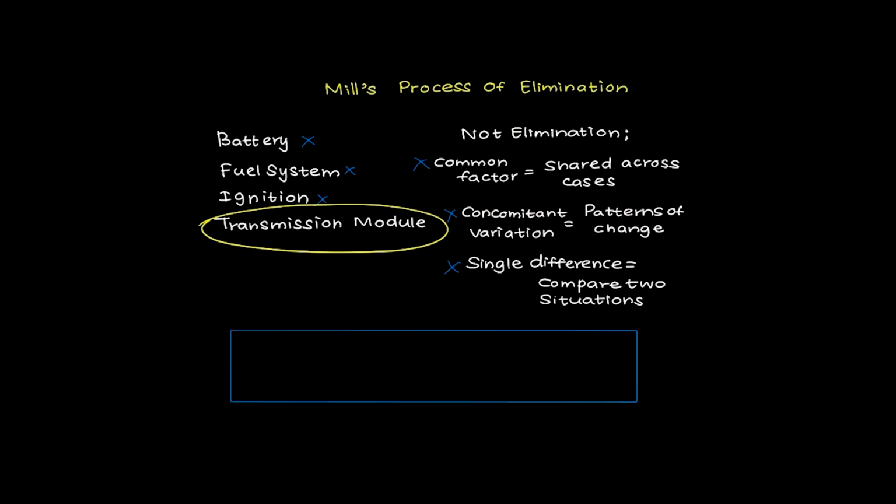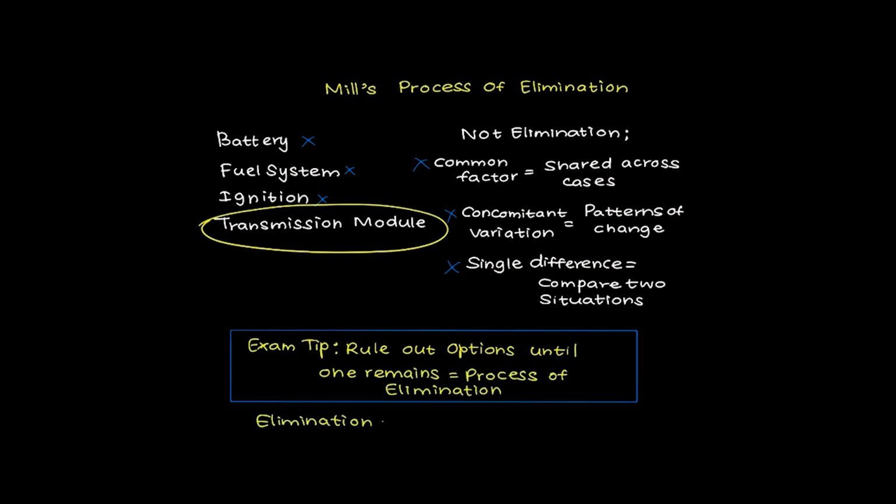Here's a WGU D265 OA exam tip for you. When someone systematically rules out possibilities until one remains, that's process of elimination. Quick recall hook: elimination equals cross off until one left.